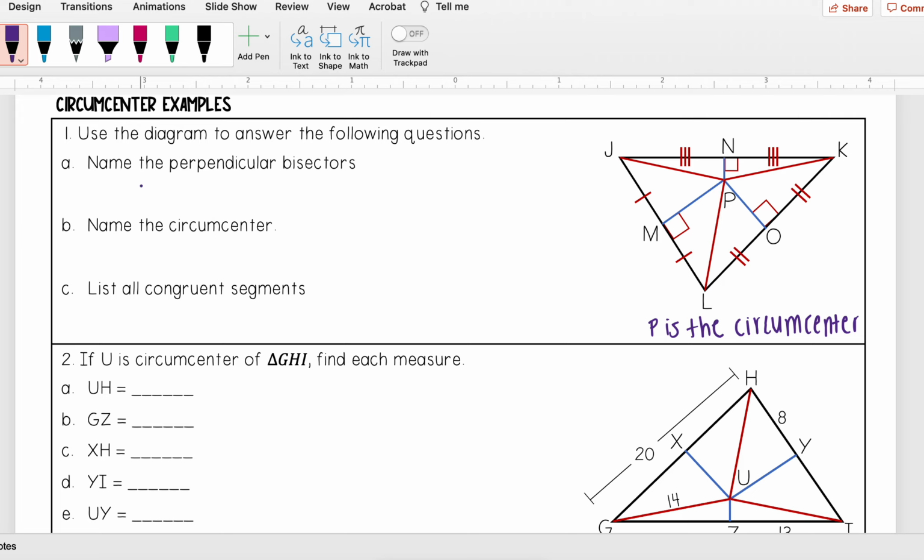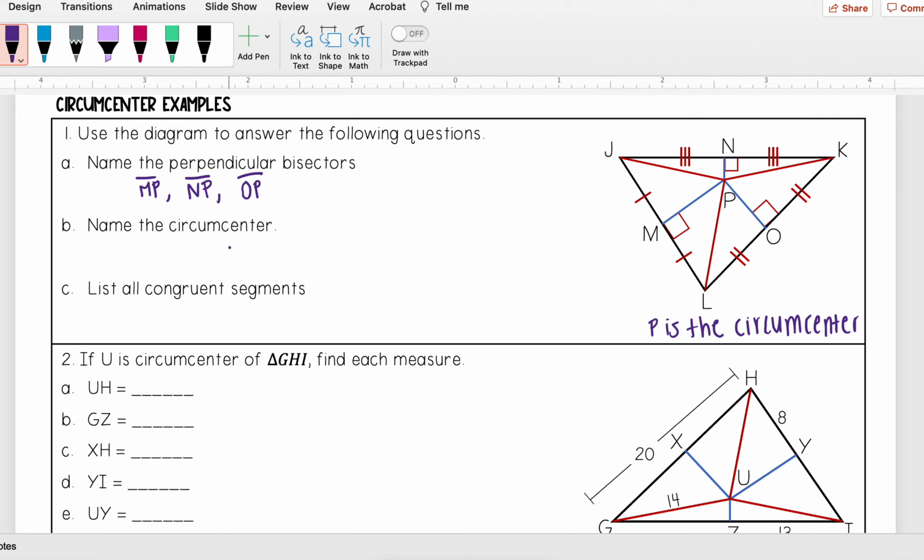For part A, it says to name the perpendicular bisectors. I see that's going to be MP, and again, it's a perpendicular bisector because it's intersecting at a right angle and it's intersecting exactly in the middle. So all of my blue lines are my perpendicular bisectors. So I have MP, NP, and OP.